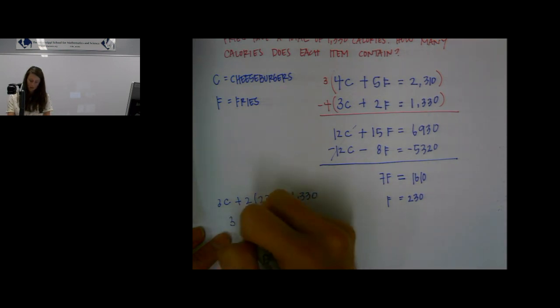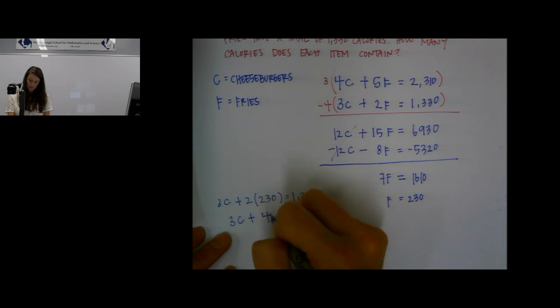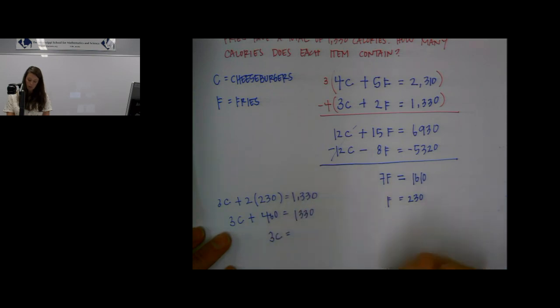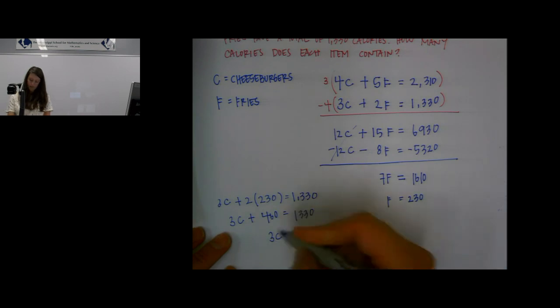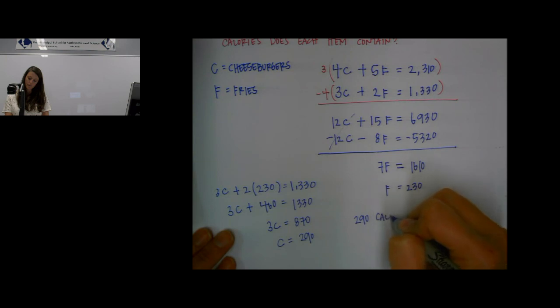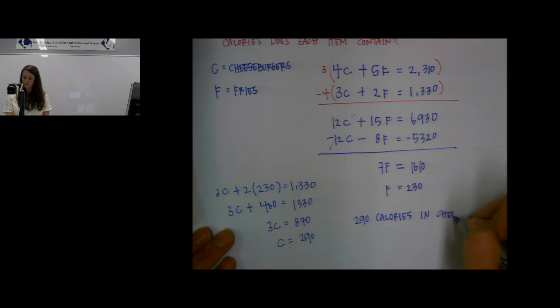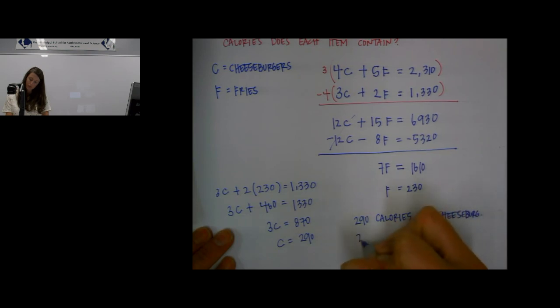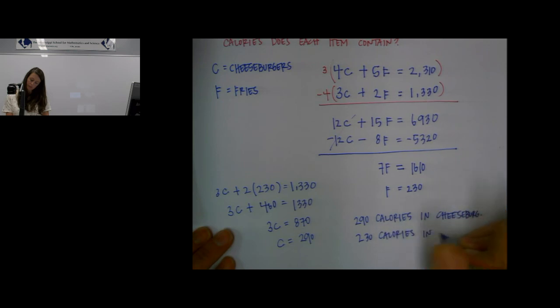So that's going to be 3 cheeseburgers plus 460 is equal to 1,330. You're going to subtract 460, so you're going to get 870. So your cheeseburger's calories are going to be 290. So 290 calories in cheeseburgers, and 230 calories in small fries.